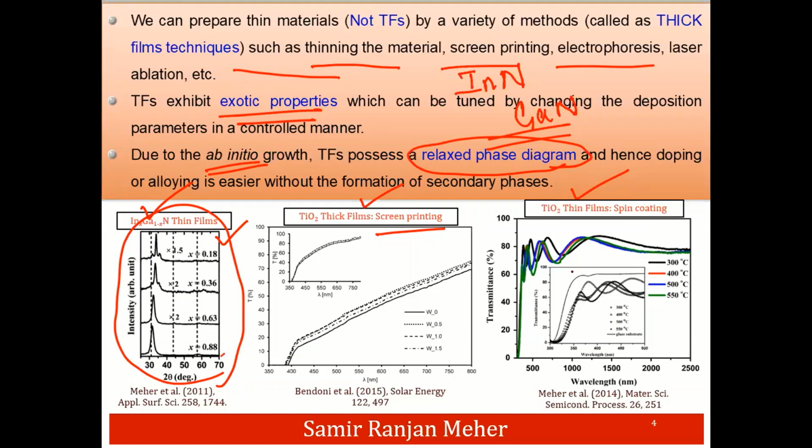But when you see the TiO2 thin film optical spectra, which has been grown by sol gel based spin coating, here you can see nice interference fringes in the transmittance spectra. So this is the difference between the optical properties of thin films and thick films. It is because of the thin film interference phenomena when it is exposed to light.